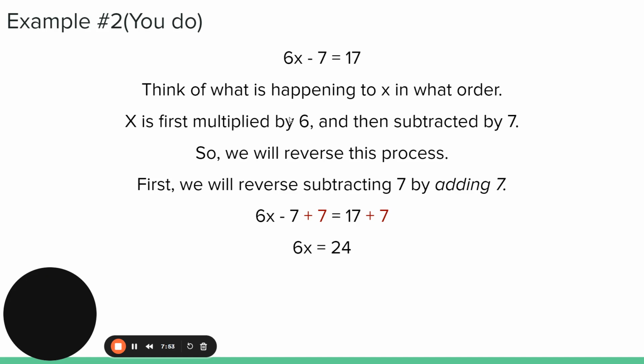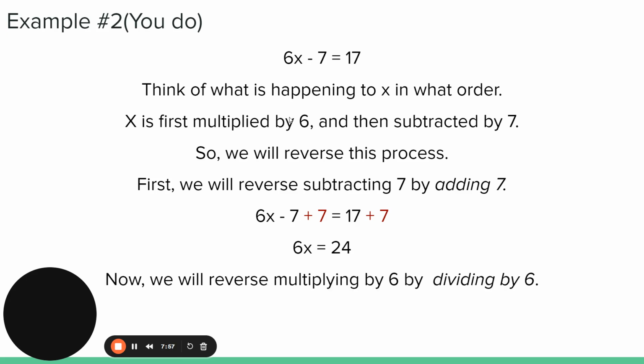Now we're just left with a one-step equation, which you guys know how to solve by now. We'll reverse multiplying by 6 by dividing by 6. 6x divided by 6 equals 24 divided by 6. The times 6 and divided by 6 cancel on the left side, leaving us with x equals 24 divided by 6, which is 4. Now I'm going to do another one.